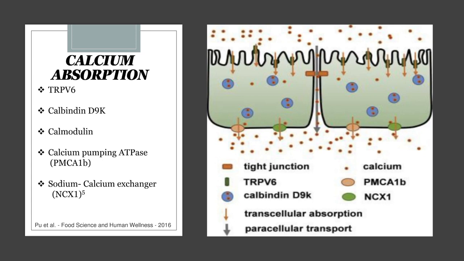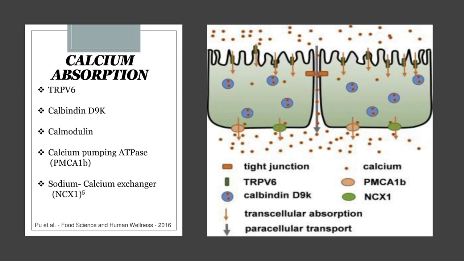Calcium absorption. Once inside the cell, calcium is transported to the basolateral membrane bound to the buffer protein, calbindin D9K, which has a high affinity for calcium. Calmodulin, an important calcium binding protein, contains a large amount of glutamate and aspartic acid in the calcium binding domain. It may contribute to the intracellular translocation of calcium, but to a lesser extent than calbindin D9K.